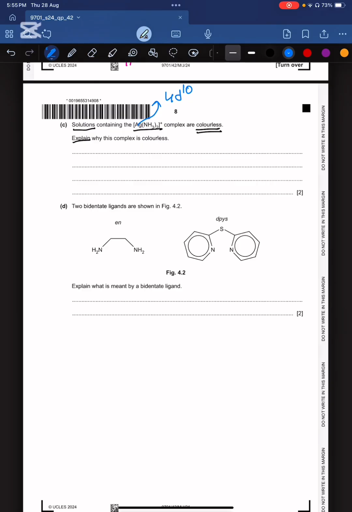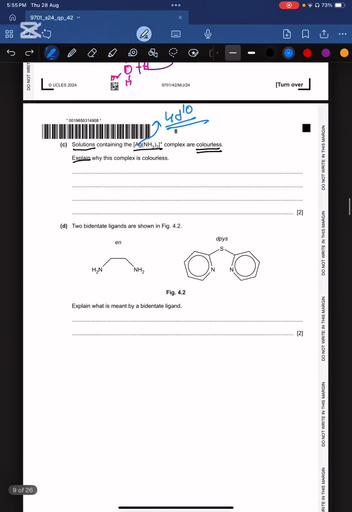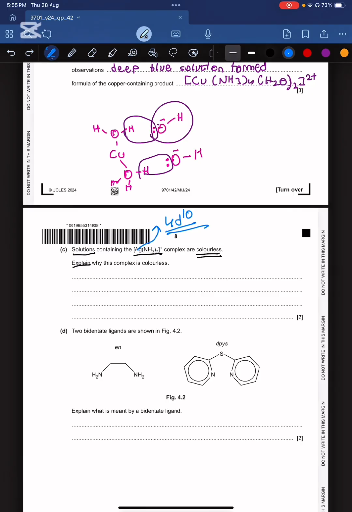This is why a silver metal ion containing complex is colorless, because it has a filled d orbital. So after d-d splitting takes place, a pair of electrons will also be here. So how can the electron jump? There is no space. So our reasoning would be the d orbitals are filled, as a result of which no d-d transition takes place. Simple.